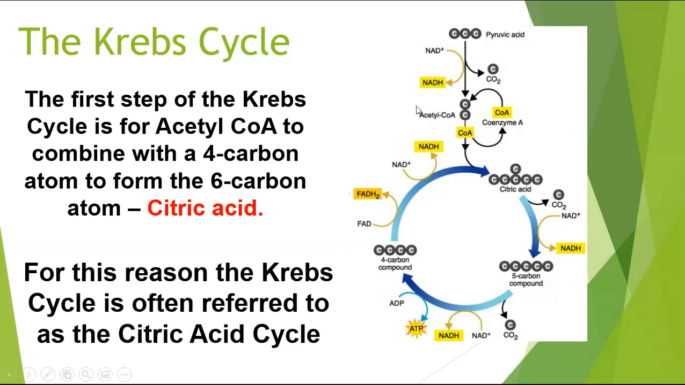So now that we're at the Krebs cycle, acetyl-CoA enters the mitochondria through the pores of the mitochondria membrane, and once it does enter, it's going to combine with this four-carbon compound. When they combine together, they form citric acid. This is a reason that you'll sometimes see the Krebs cycle referred to as the citric acid cycle.